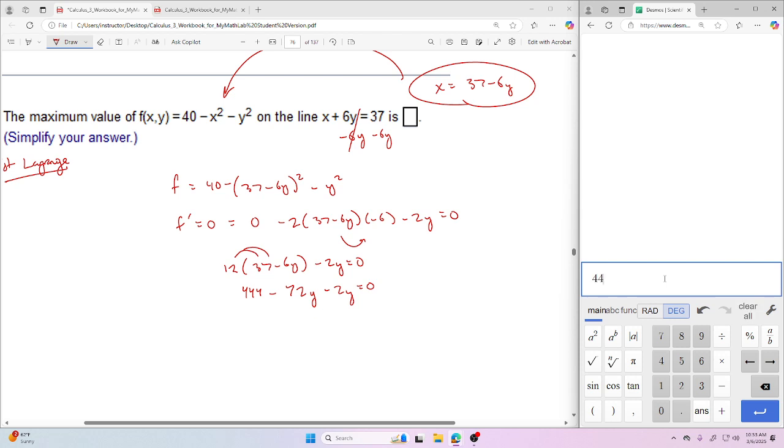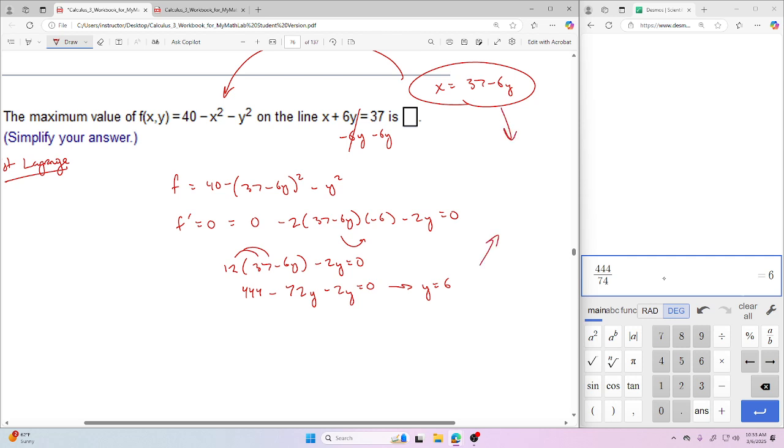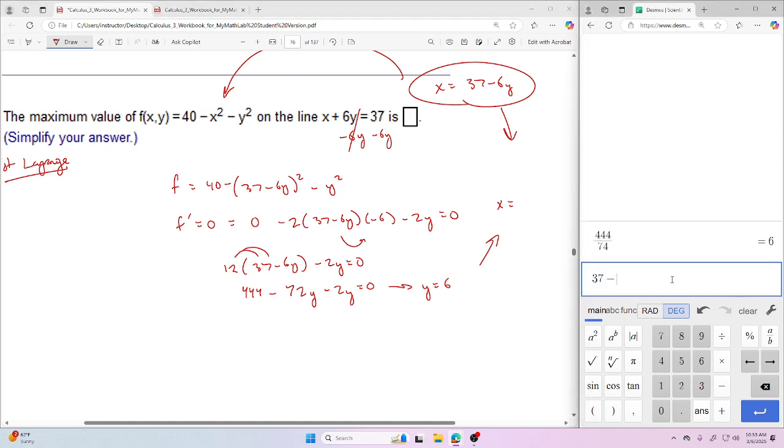So if I did 444 divided by 74, and if I had this guy here tied in together, my x would be, see how I'm getting different numbers now? They're not just 0, 0. And if I plug those in right here, so I'm going to say f of 1 comma 6, 40, 1 squared, 6 squared.